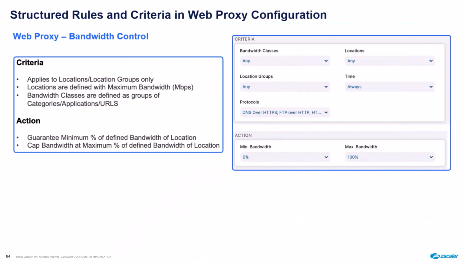With bandwidth control, if you define bandwidth classes already in the resources section and apply these to locations at certain times of day, we can then guarantee a minimum percentage of the bandwidth or cap for that class the maximum amount of bandwidth that can be consumed by that class.